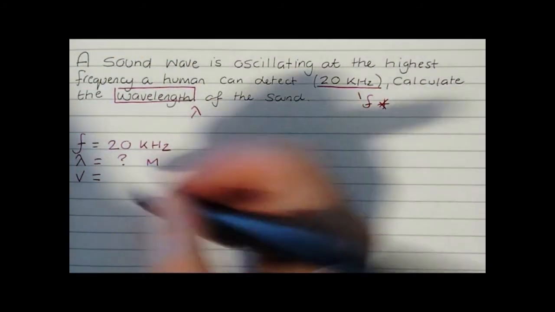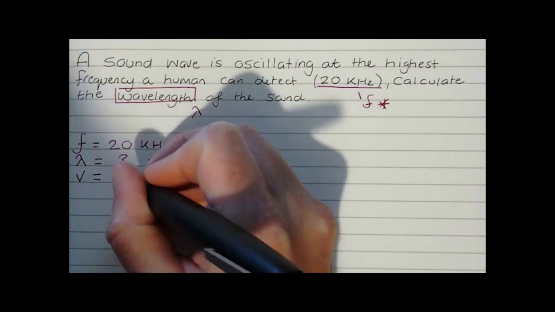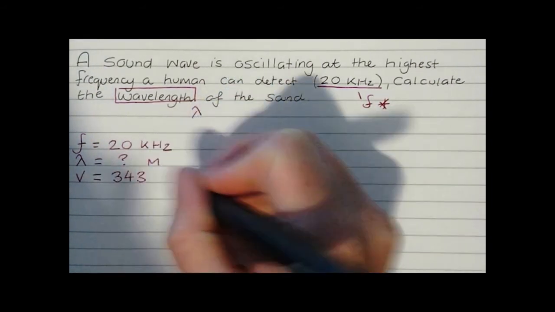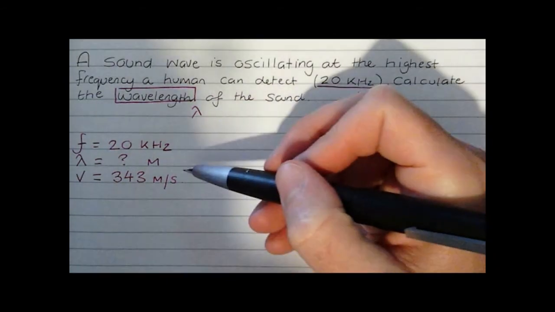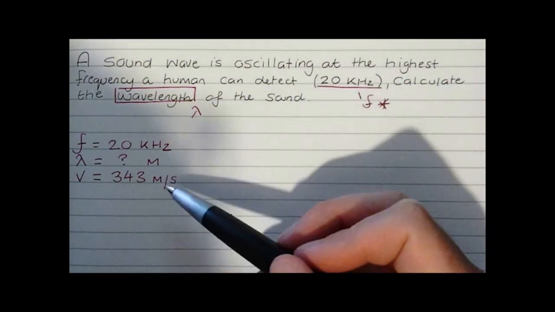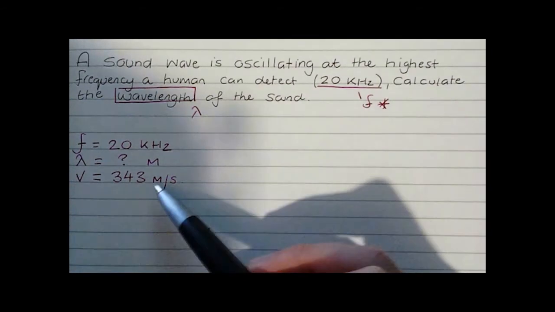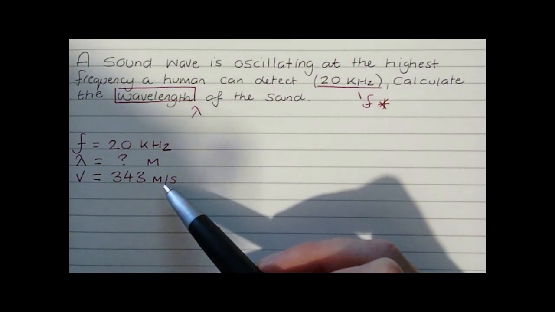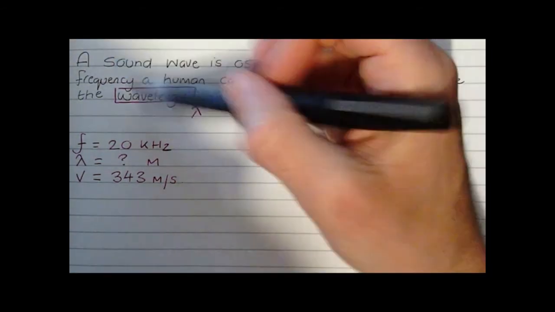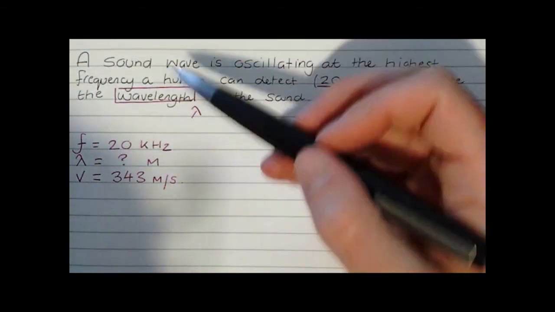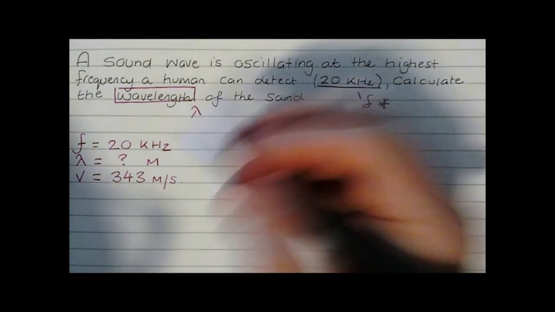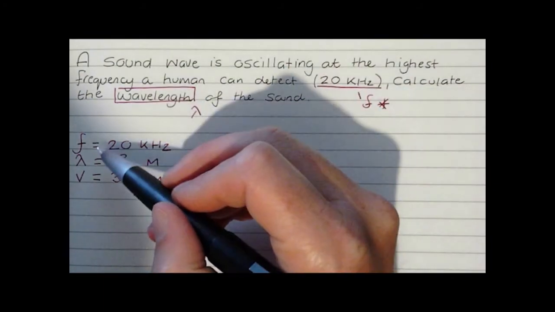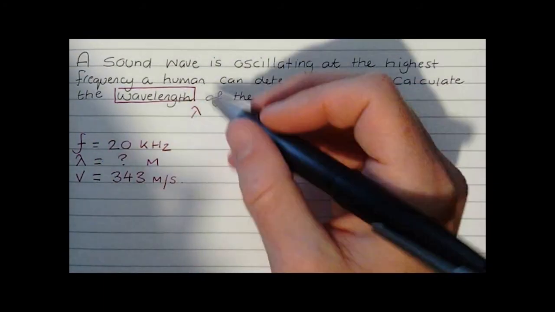So we got 343 meters per second as the velocity. You wouldn't be expected to remember that. It's a good thing to know, but you wouldn't be expected to remember that. I just thought I'd put that in so that you can remember that these equations all link together. So we've got our data extracted. Next we need to check if they're in the right units.